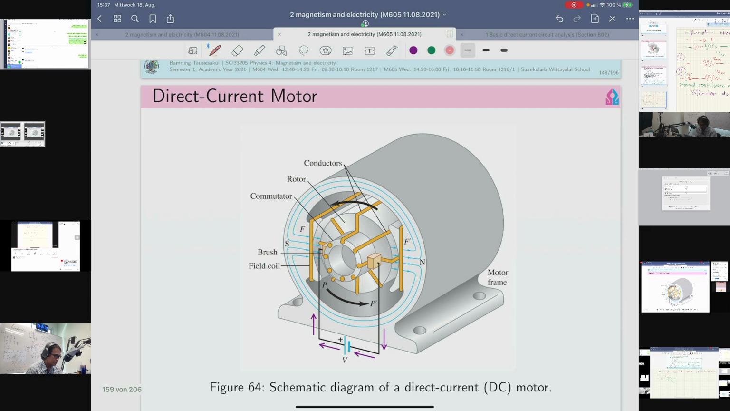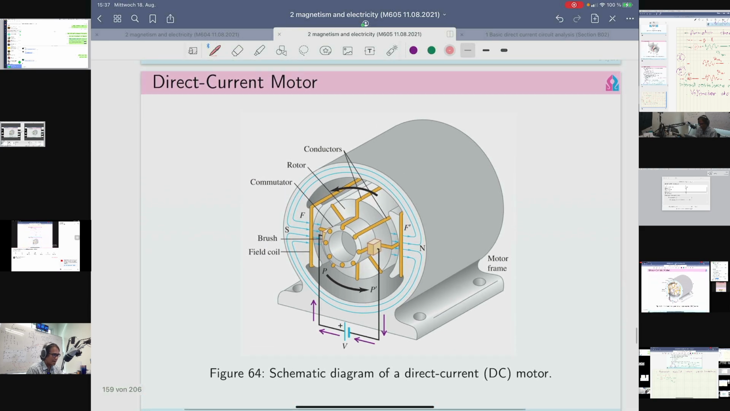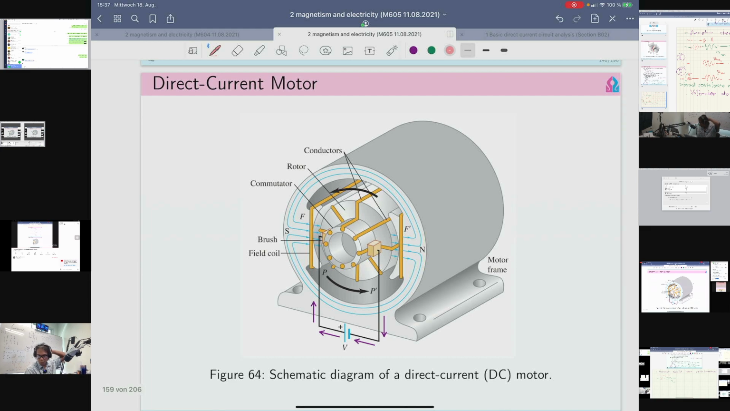Motor is a kind of application of the coil. Okay, the torque induced by a solenoid, right? If we talk about motors, they can be roughly divided into two kinds or two groups. The first one is direct current, the second one is alternating current. All right.